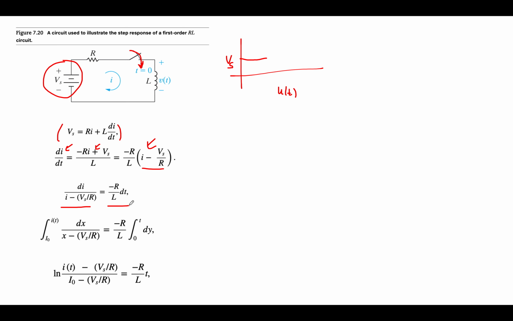We then do exactly what we did in the previous section on the natural response. We're going to integrate both sides. So we integrate the left side from the initial condition on the current to I of t, letting dx be a dummy variable, which as you note in previous lectures, I'm not really much of one to use dummy variables, but it's not a problem if you do. It's just a way to distinguish that our upper limit will be I of t.